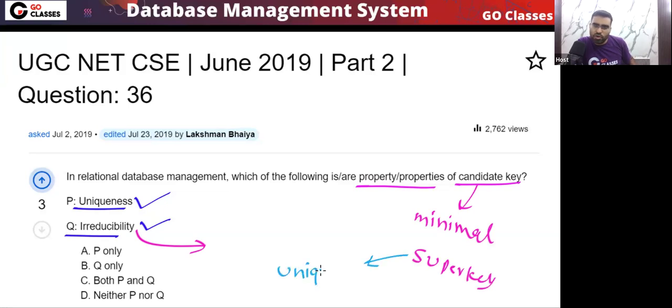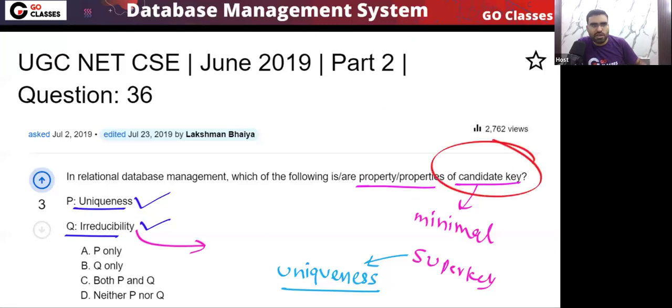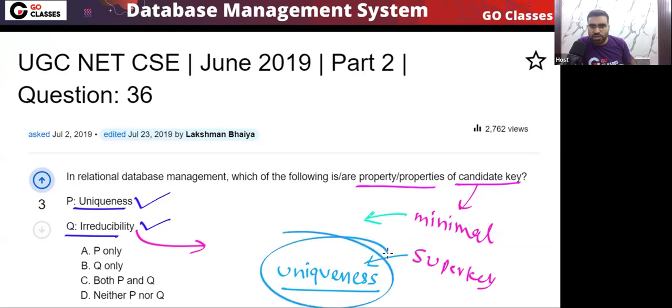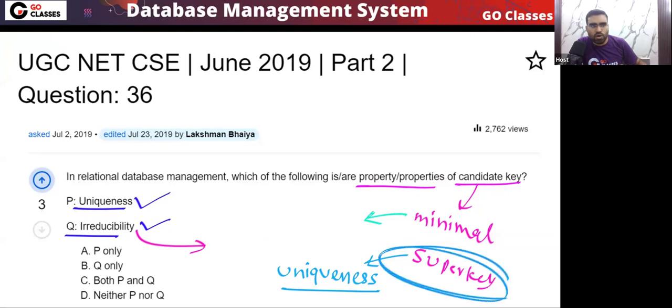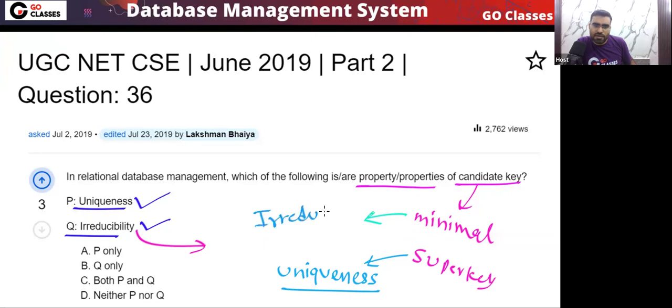Remember, super key gives you the uniqueness property because you can uniquely identify any tuple in the relation. With the help of candidate key you can uniquely identify any tuple in the relation, and this minimal gives you the irreducibility property, that you cannot delete any attribute. If you delete any attribute from the candidate key, then the uniqueness property will be gone, and it will no longer be a super key. So this simply means irreducibility, or you can say non-redundancy. So for this question the answer will be option C.